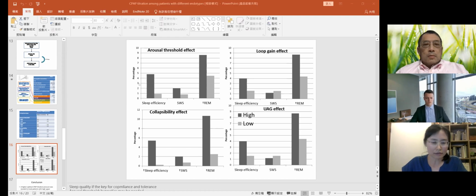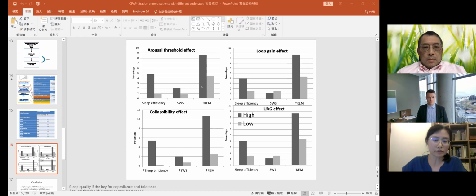And here, as the first result showed, I also separate the patients into high-level endophenotype group and low-level endophenotype group. For example, in the arousal threshold effect examination, I checked the differences in sleep efficiency between PSG and CPAP titration studies. So here the sleep efficiency increased almost 5% in CPAP study compared to PSG study. So you can see in the whole graph, almost everyone had improvement in their sleep architecture. So that's quite reasonable. How about those with high arousal threshold and those with low arousal threshold?